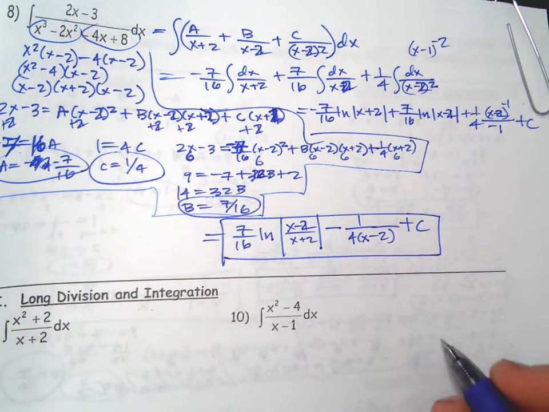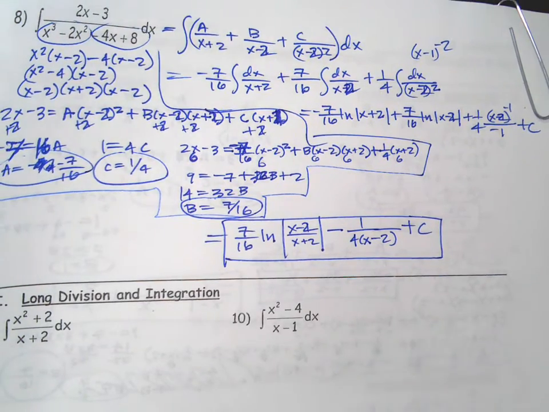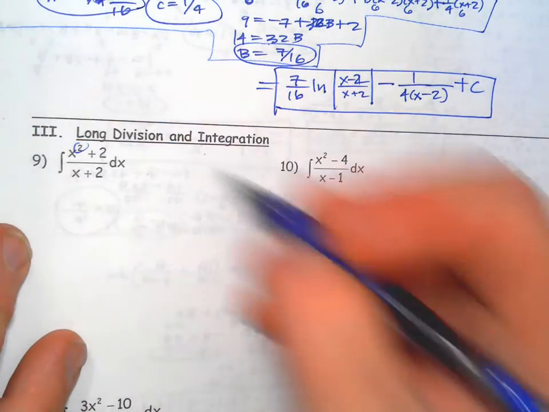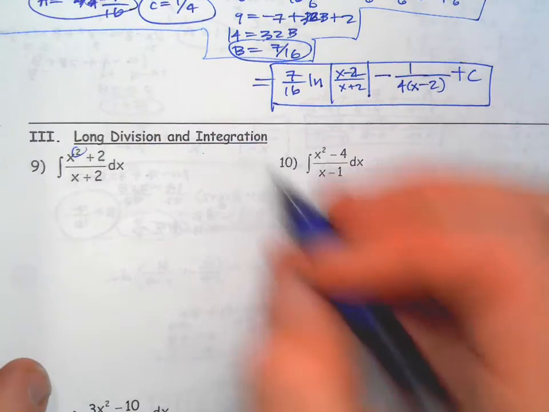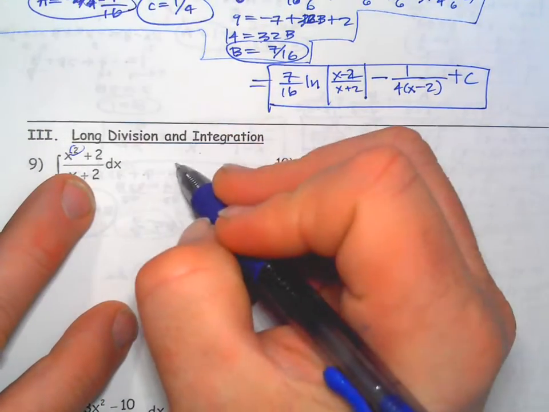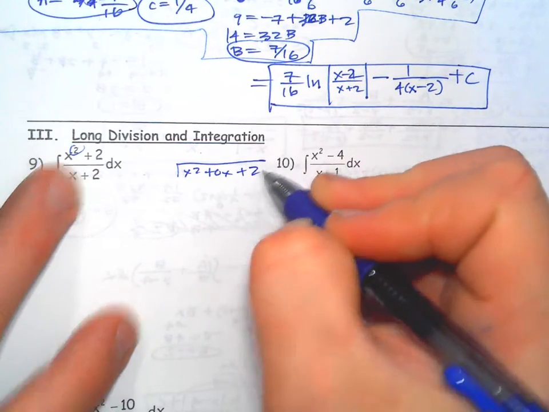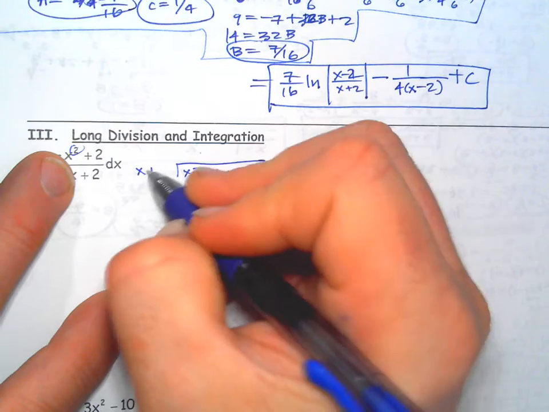Okay, so that works. It's kind of a messy one. All right, long division. If the degree of the top is bigger than or equal to the bottom, you can't do partial fractions yet. You have to do long division. So for long division, we're going to do x squared plus 0x plus 2. Any missing terms, it's convenient to put them there with zeros in front. Divided by x plus 2.